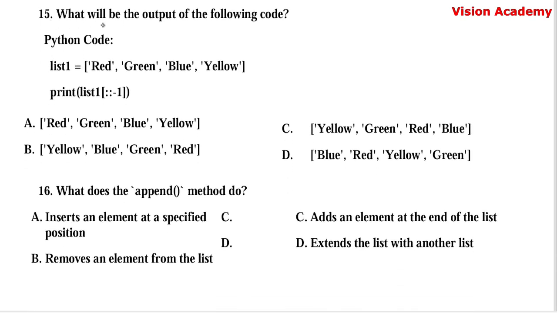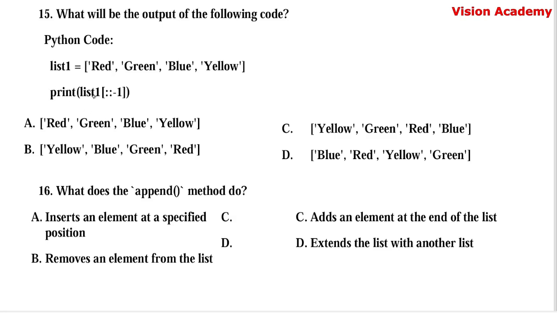Question number 15. What will be the output of the following code? Python code: list1 = ["red", "green", "blue", "yellow"]. Print list1[::-1]. Here options are A, red, green, blue, yellow. B, yellow, blue, green, red. C, yellow, green, red, blue. D, blue, red, yellow, green.